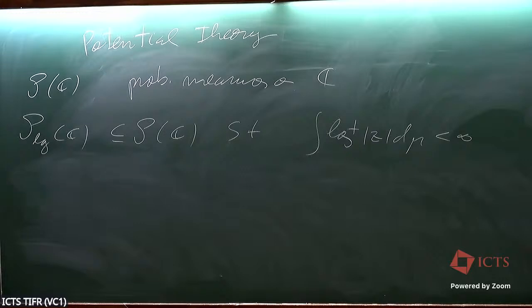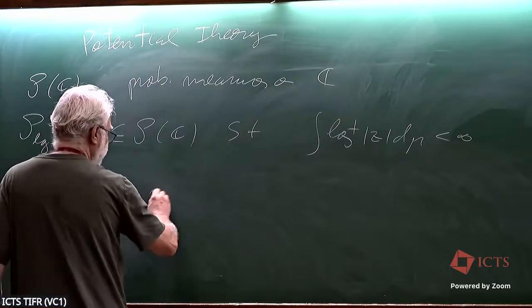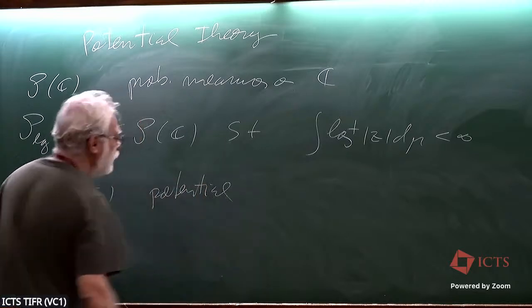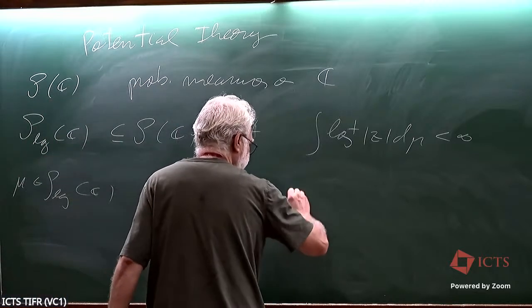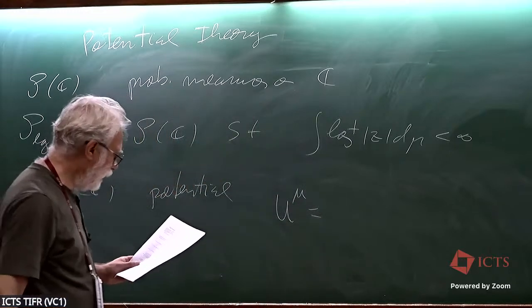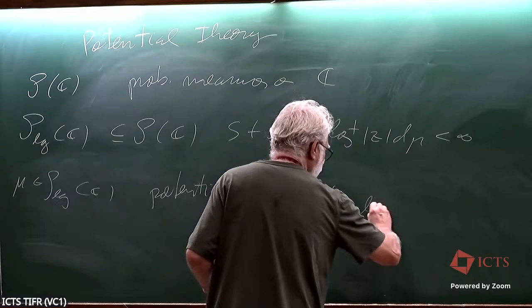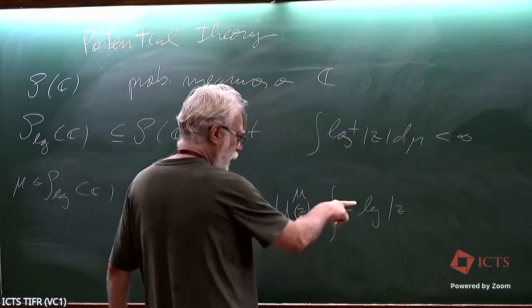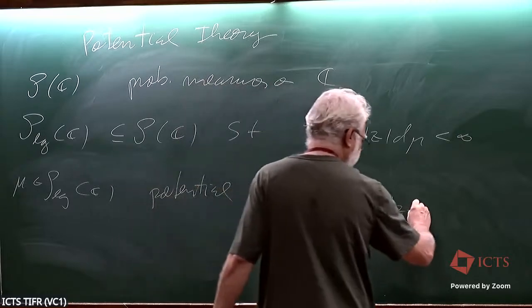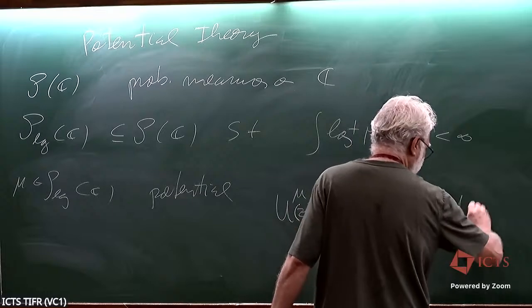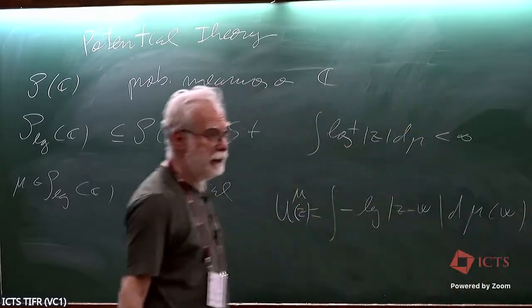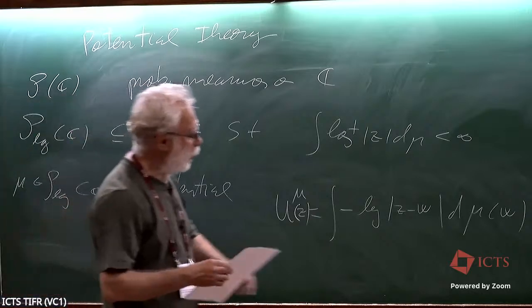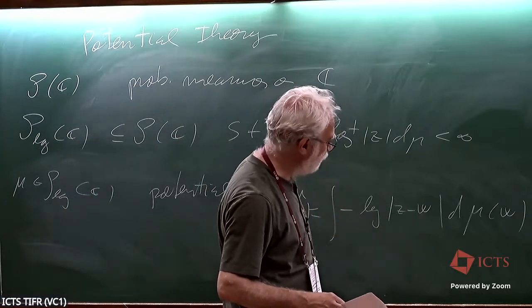Now, whenever I have an element mu inside P log of C, I can define the potential. The potential U of mu at the variable z is equal to the integral of minus log of absolute value of z minus w d mu of w.